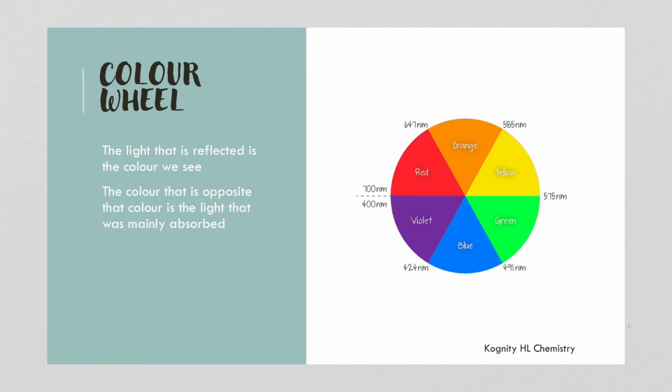The light that's reflected is the color we see, but the color that is opposite that color is the light that was mainly absorbed. So if I saw something that was yellow, then the light that's being absorbed predominantly is violet. If I see orange, the light that's being absorbed is blue, and so on.